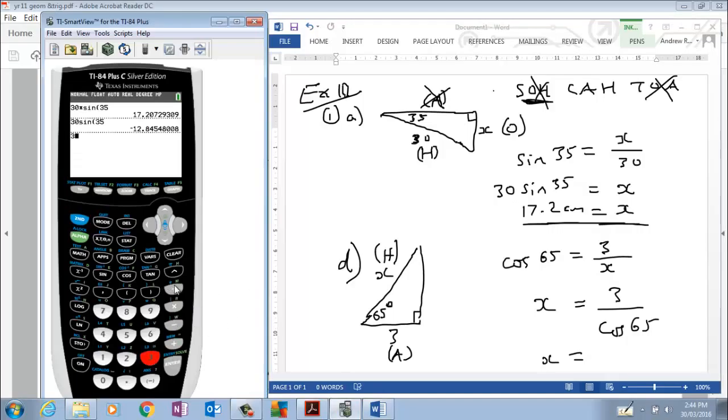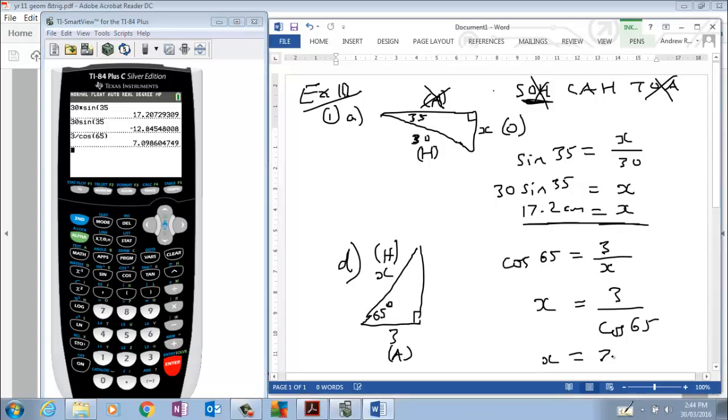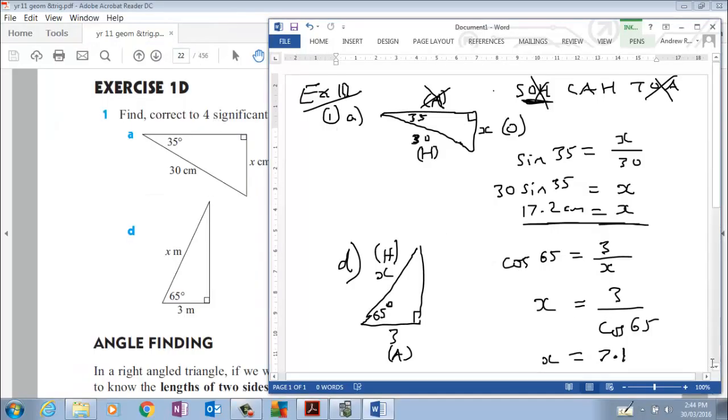So it's 3 divide cos 65 equals, and it's 7.1 rounded off, 7.1, and I think we're in meters. Yep, that's in meters. So that's the length of that hypotenuse for that triangle.